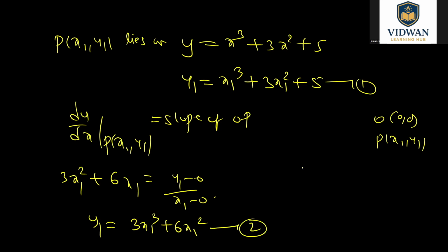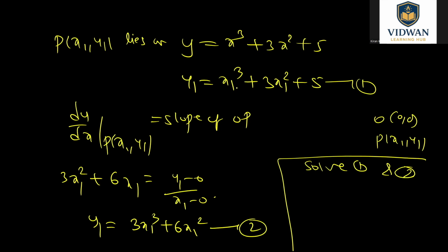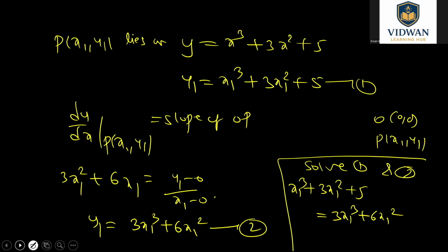So you can solve 1 and 2 to find x1 and y1. And how to solve it? Directly equate the value of y1. So x1 cube plus 3x1 square plus 5 should be equal to 3x1 cube plus 6x1 square. So just equate the y1 values and try to solve the equation. This equation becomes, grouping the x1 cube terms, 2x1 cube plus 3x1 square minus 5 equal to 0.